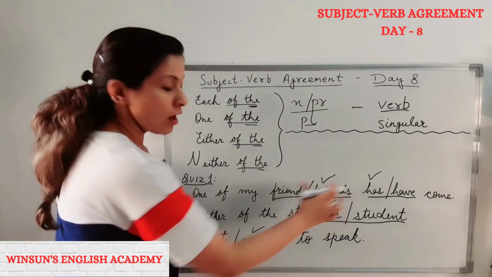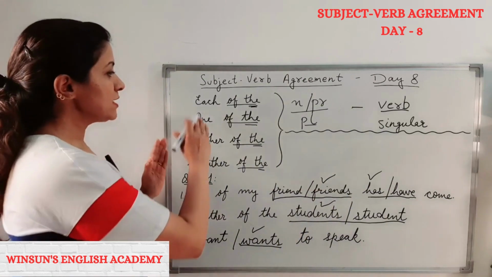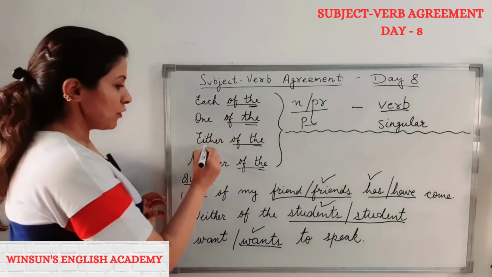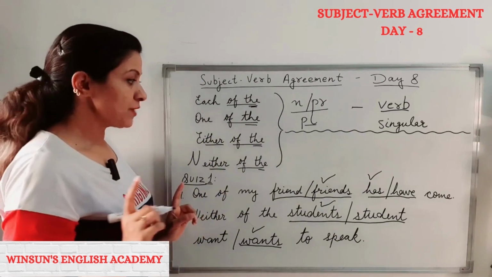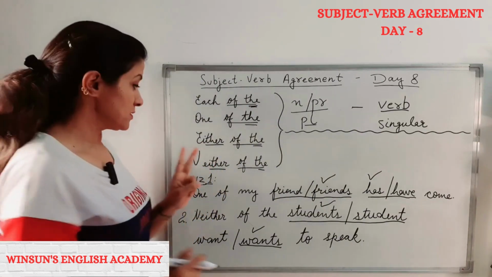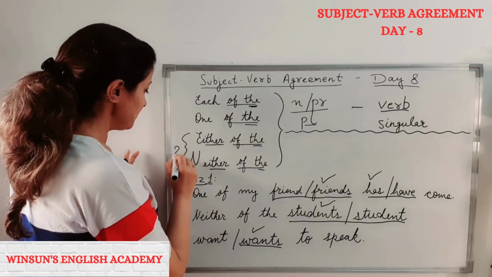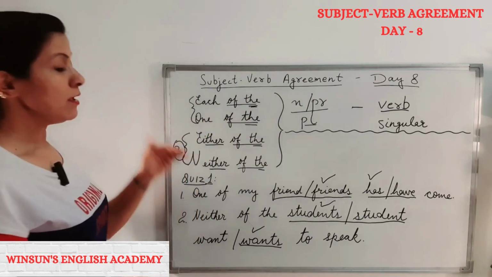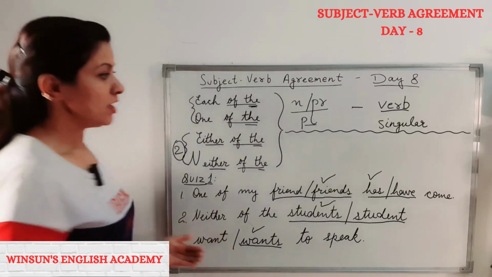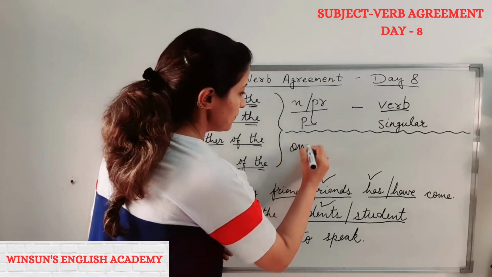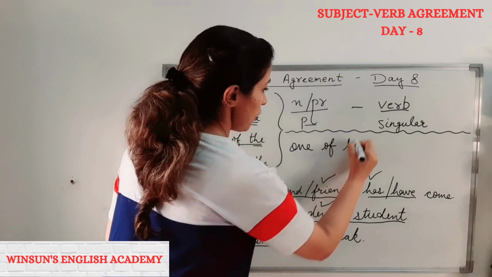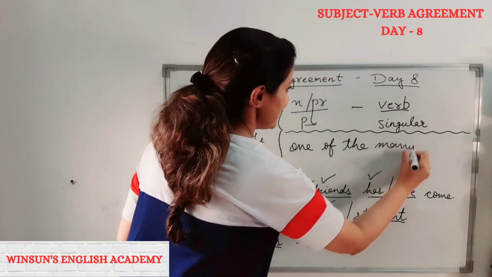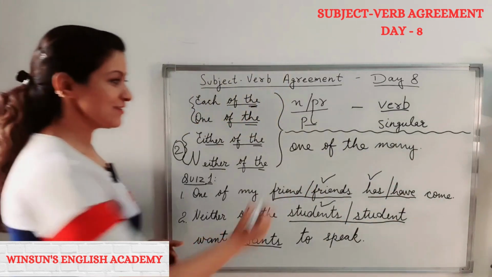Okay, now just remember this keyword. Why this plural? How will you remember? Because when we say each of the, one of the, either of the, neither of the, for either, neither, how many options do we have? Only two. Remember this, it's only for two. But these could be more than two. Okay, so just remember, one of the many. That's it. One of the many. Okay, remember this.